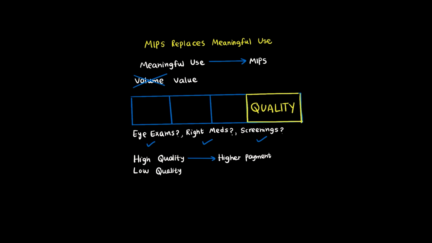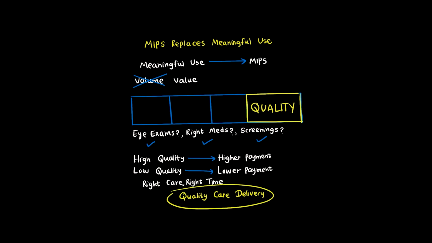This isn't about checking boxes or having the latest technology. It's about measurable patient outcomes. Did blood pressure improve? Were readmissions prevented? Did patients get appropriate preventive care? By tying physician payments directly to care quality rather than care quantity, MIPS incentivizes what matters most.